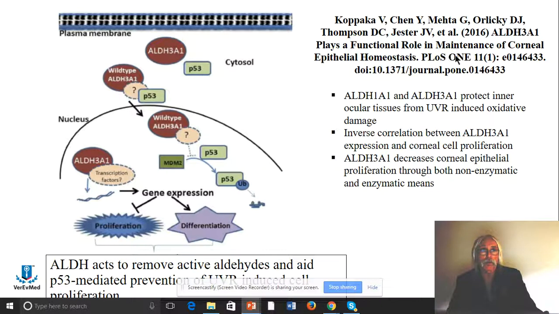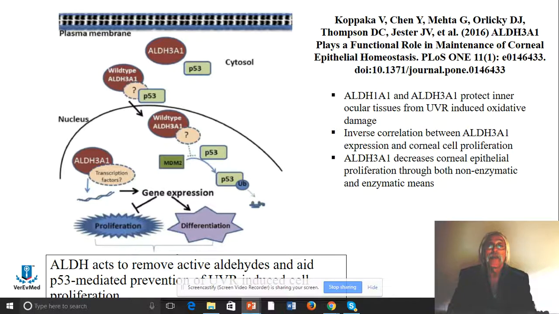Again, this is a plus one paper. Okay, so it's open access. You can get this paper and read the whole thing. That enzyme binds to P53, goes into the nucleus. Okay, there it meets up with another protein called MDM2. MDM2 then allows P53 to be monoubiquitinated, and that sequesters P53 in the nucleus.